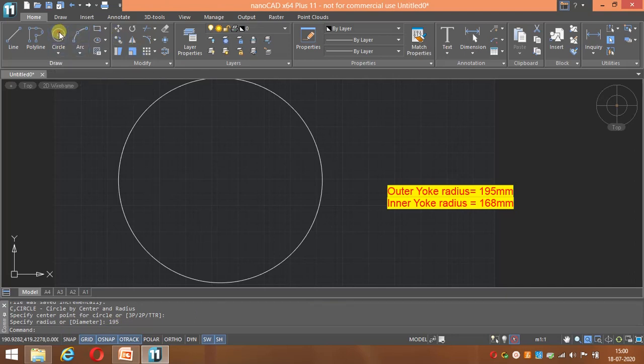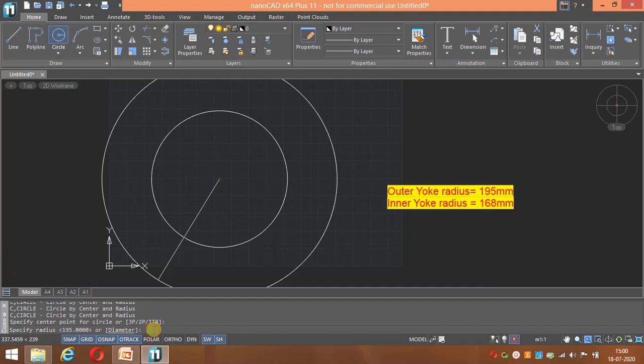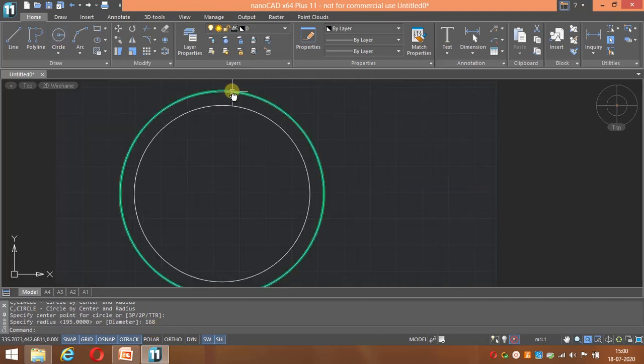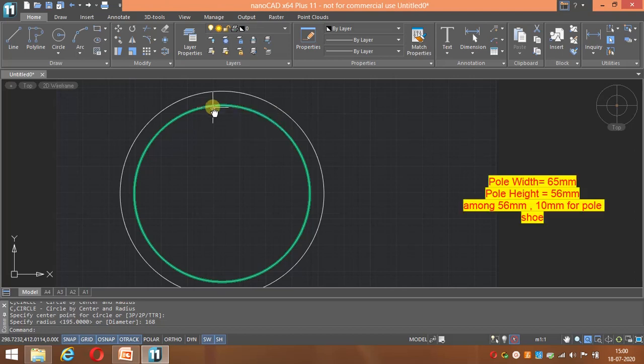And let me draw one more circle by taking the same point as center. Okay, and the inner yoke radius is 168. So this is the outer yoke and this is the inner yoke. And what is the pole height they have given? 56, right? So the pole should be located below this yoke, clear. So it means the pole height is 56 mm, therefore I will be going with an offset.